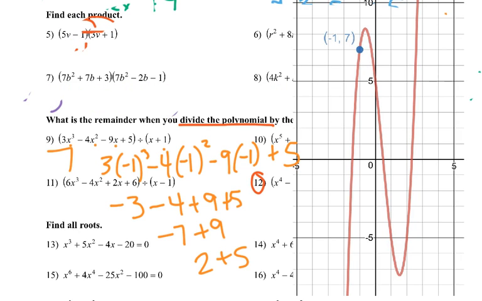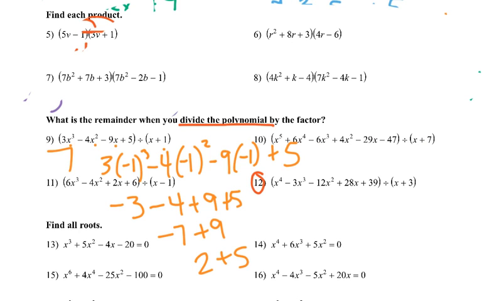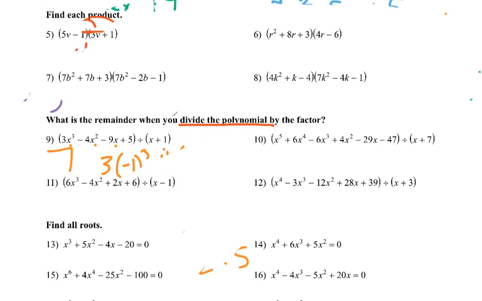So pulling up the graph, as we can see, when we go to negative 1, we get to 7. That's what the remainder theorem tells us, that if we divide into it, whatever that remainder is, that is the y value. Okay? So you can do it either way. You don't have to do both. I'm doing both just to show you.